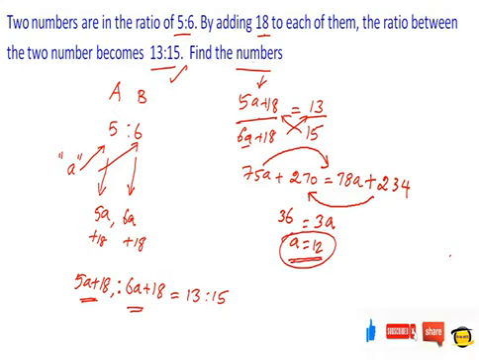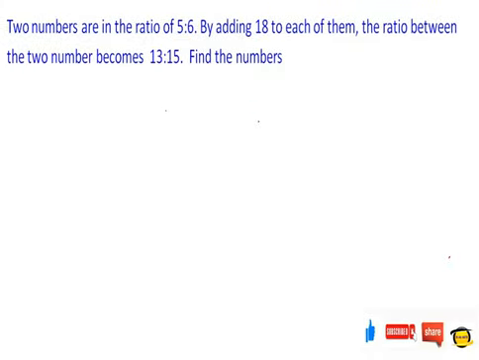Now let's easily find out the numbers. What was the assumed first number? 5A. So which means 5 times 12, 60. And the second number assumed was 6A. So 6 times 12, that is going to be 72. So the two original numbers are found to be 60 and 72. That's it. The same question can be done by using a smarter approach in a very quick amount of time.